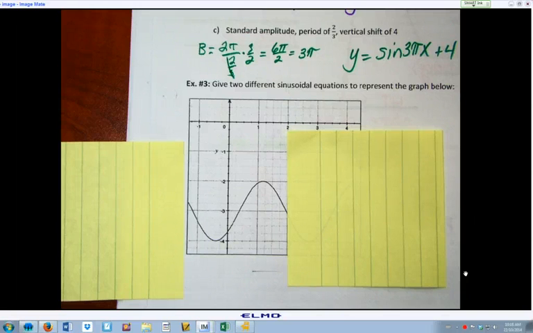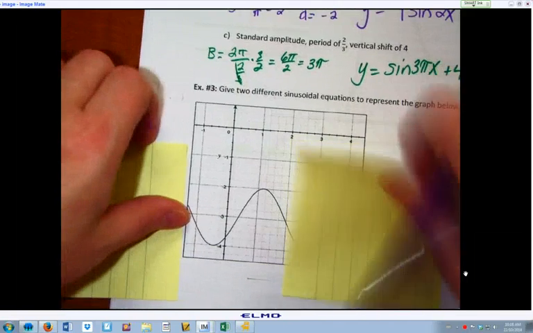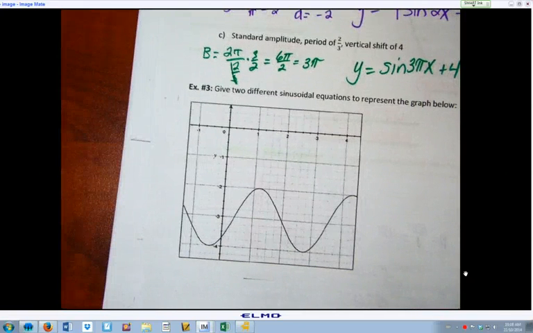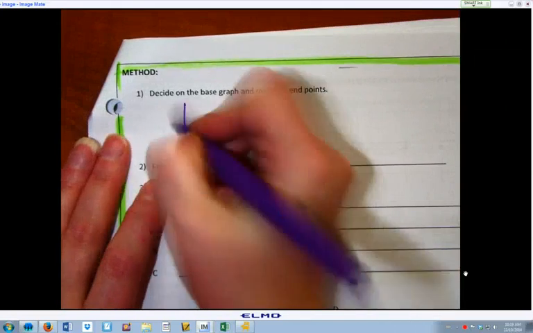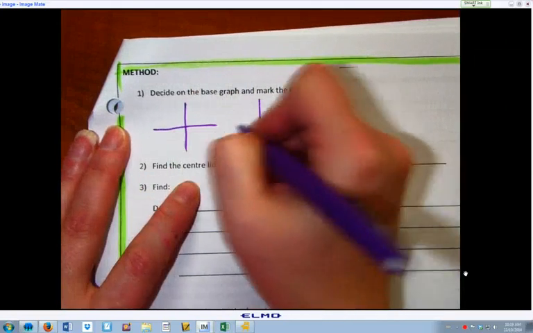You have 4 options for your base graph. You can use positive sine, positive cos, negative sine, negative cos. It is totally up to you. I didn't change the graph. I just showed you different sections of it. I'm going to explain that again when we get back to the example. So you have 4 choices for base graph, and it is completely up to you.